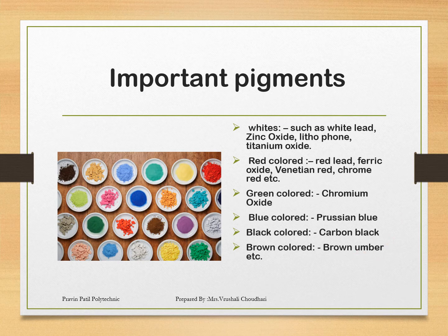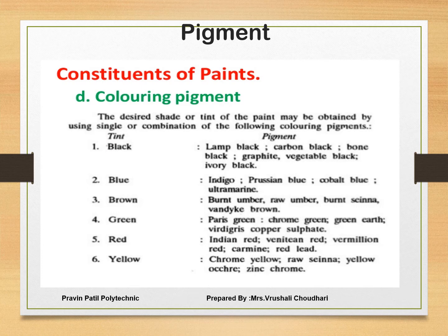Did you observe these are mostly metal oxides? When iron is converted into rust, iron is converted into iron oxide. The color of rust is red. That rust is also used as a pigment for paint. These are the constituents of the pigment, the main constituent of paint. The desired shade of the paint can be obtained by using a single pigment or a combination of the following coloring pigments.